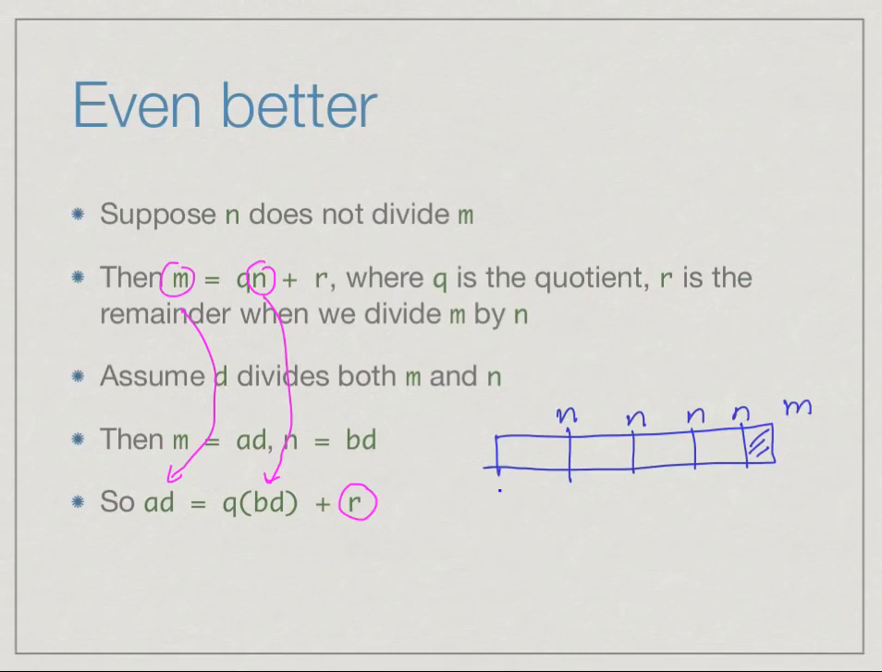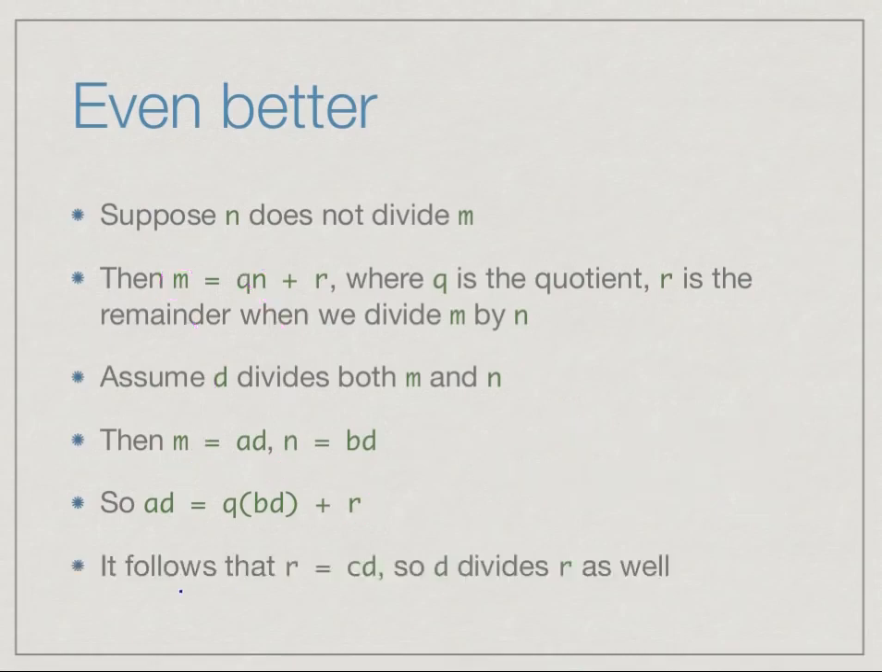On the other hand, if I look at d, it evenly divides everything. So it divides each of these blocks. It also divides the whole thing. But now if I continue with d, it is going to stop exactly at this boundary, because d also divides n. Therefore, d must also divide this last bit, which is r, exactly. So in other words, we can argue very easily that r must also be a multiple of d. So d must divide r as well.